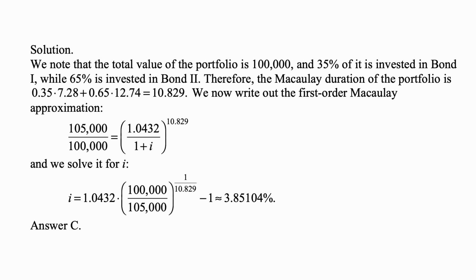Or you can think about it as multiplying both sides by the reciprocal of 105 over 100 to the power 1 over 10.829. Whatever way you think about it, if you solve this for I, you will get I equals 1.0432 times 100,000 over 105,000 to the power 1 over 10.829 minus 1. And that's approximately 3.85104%, and that's answer C.